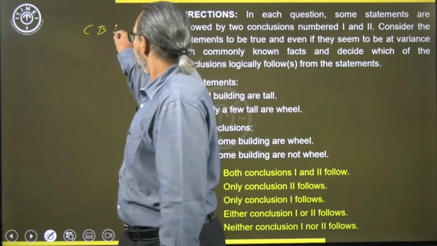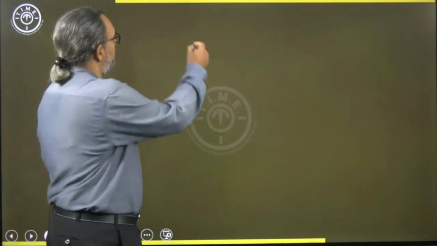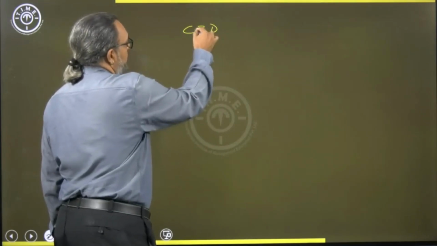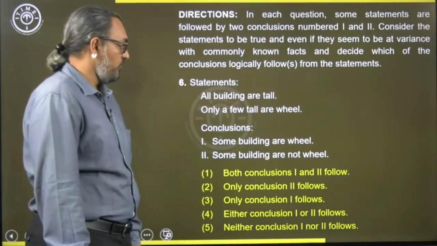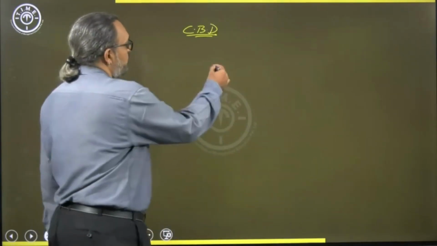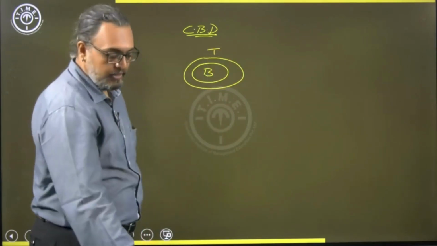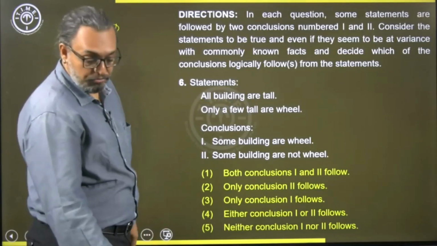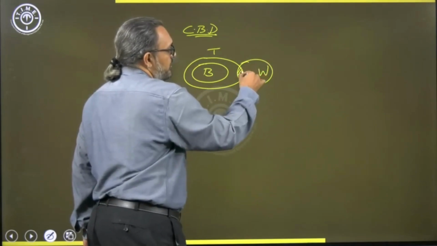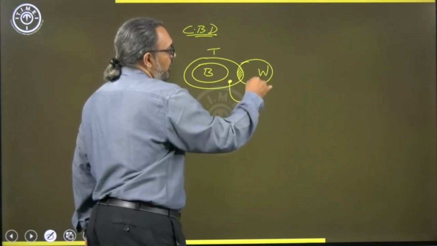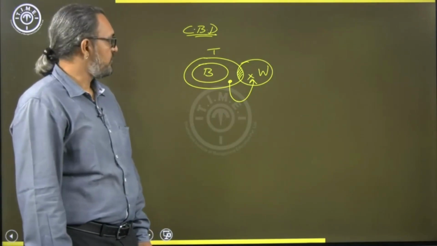Okay. So let's take the combined basic diagram, or let me draw it in the next page. Okay. So let's see what do we have. All buildings are tall. Okay. So all the buildings should be inside tall. Complete B is inside T. Then only a few tall are wheel. Okay. Only a few tall are wheel, like this. So there should be some tall never inside a wheel. Only a few tall are wheel, like this.